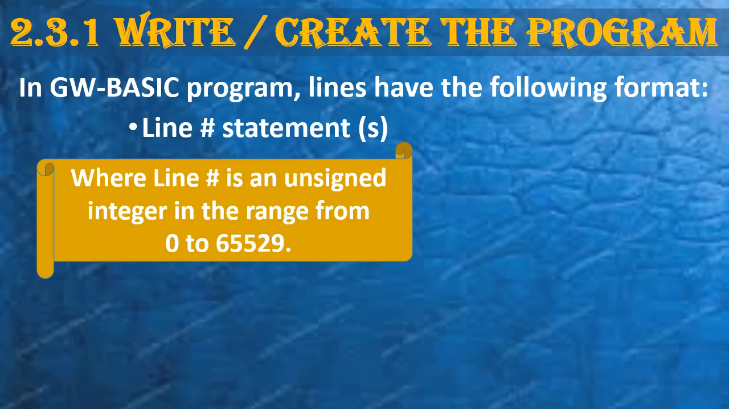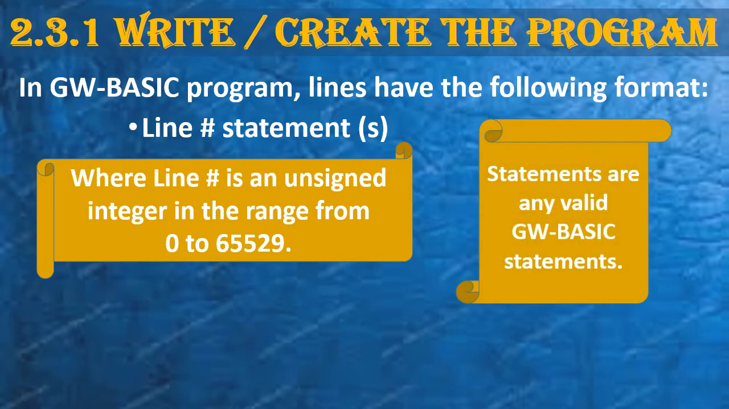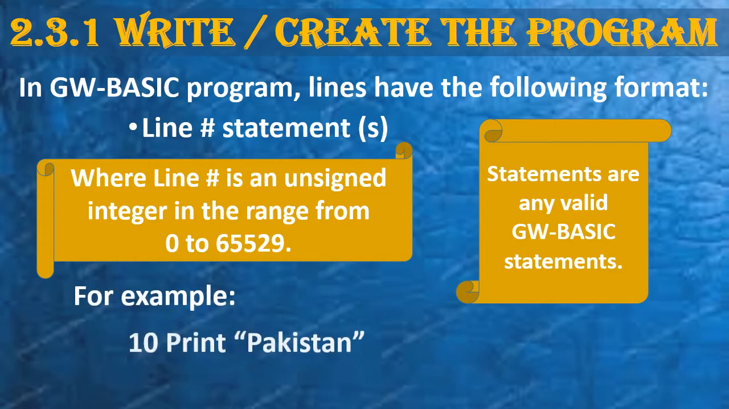Where line number is an unsigned integer in the range from 0 to 65,529. Unsigned means no negative or positive sign with it. An integer means it's a whole number, with no fractional part included. And statements are any valid GWBasic statements. For example, 10 PRINT Pakistan. Here 10 is the line number and PRINT Pakistan is a statement.